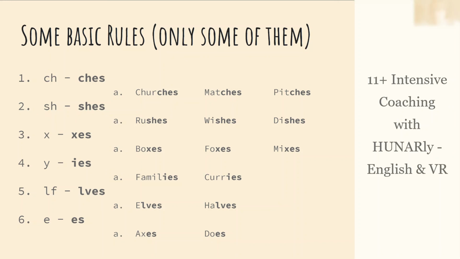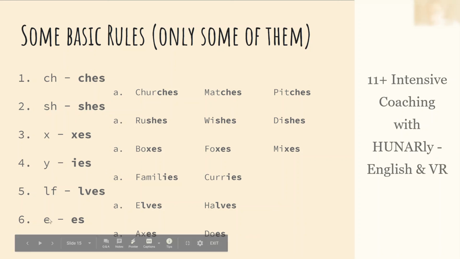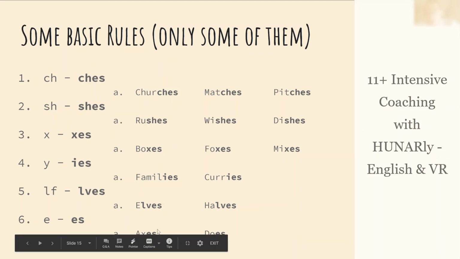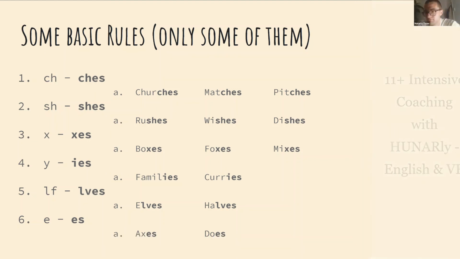is I want you to come up with one example of each one of these. So one example of a plural word which ends with CH, one example of one which ends with SH, one which ends with X, one which ends with Y, one which ends with LF, and one which ends with E. So my examples would be churches, rushes or wishes, foxes, families, elves, and axes. Okay, we on board? Yep.